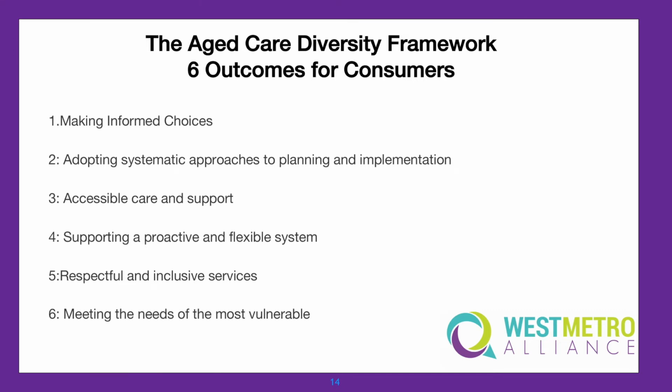So here is the Aged Care Diversity Framework and 6 outcomes for consumers. This is really key to the writing of your plan, because once you pick your focus area, once you have that priority outlined and the actions formulated, and you've gone through and done the measurable components of that, you then must link your action to one of these 6 outcomes for consumers. So making informed choices, adopting systematic approaches to planning and implementation, accessible care and support, supporting a proactive and flexible system, respectful and inclusive services, meeting the needs of the most vulnerable.